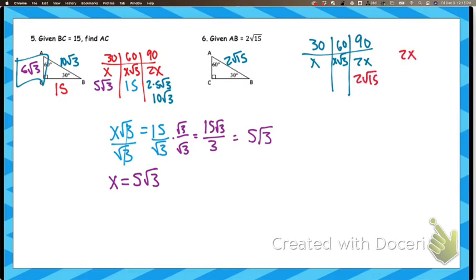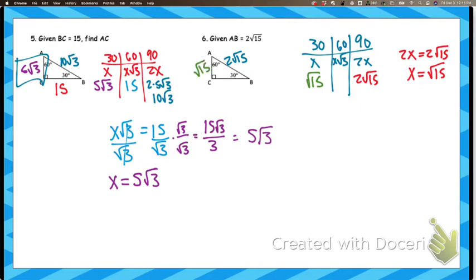So 2x is equal to 2 times root 15. So if I divide both sides by 2, x is the square root of 15. So I can fill in my chart now. X is the square root of 15. Across from 30 is the square root of 15.